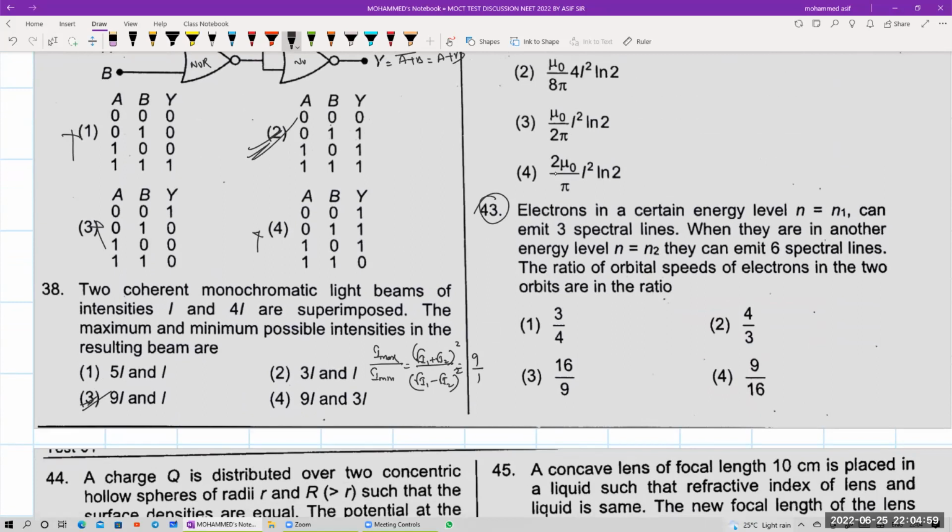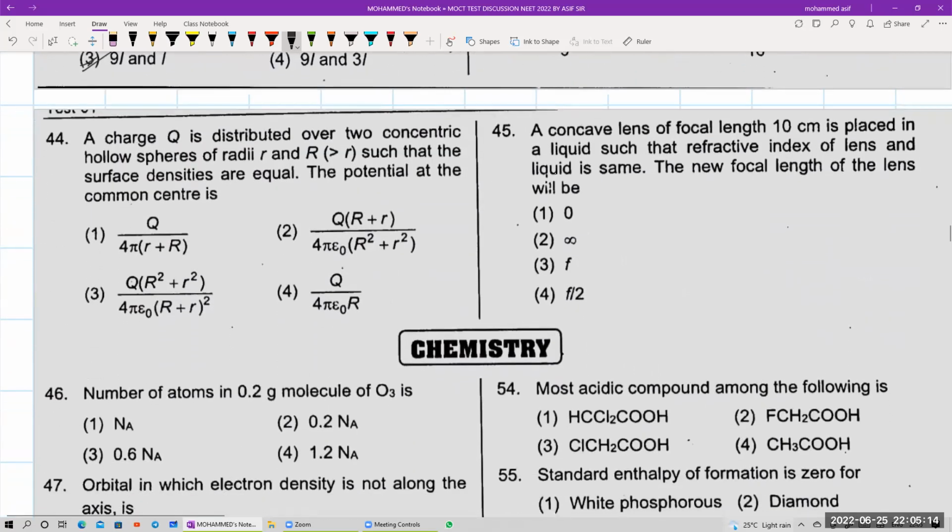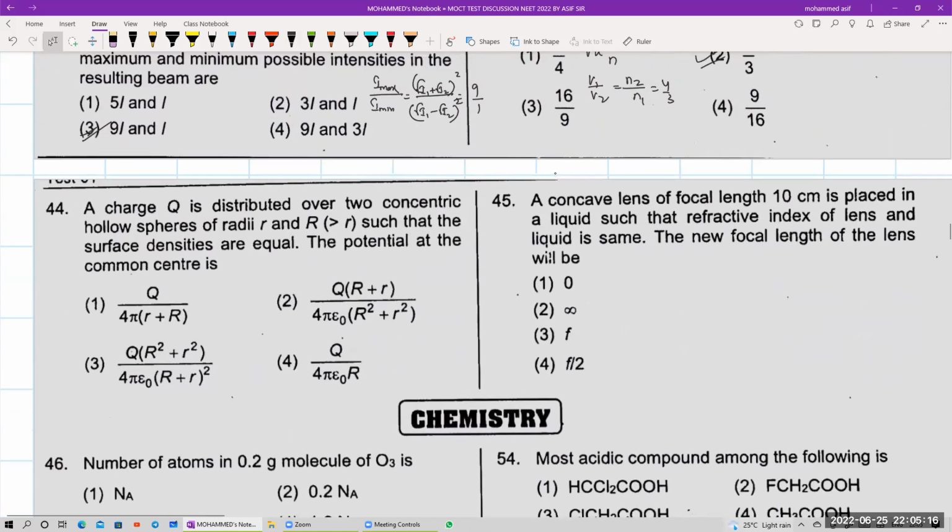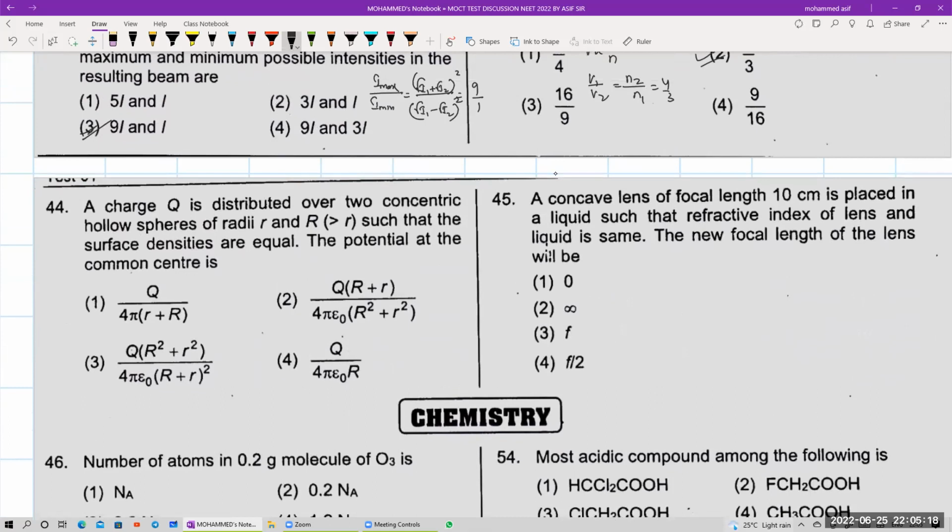Speed. Ratio of orbital speed. Speed is inversely proportional to your number n. Formula V1 by V2 is equal to n2 by n1, direct formula. So it is 4 by 3. Done. Next one. 44 is electrostatics. 45 can we try it better?